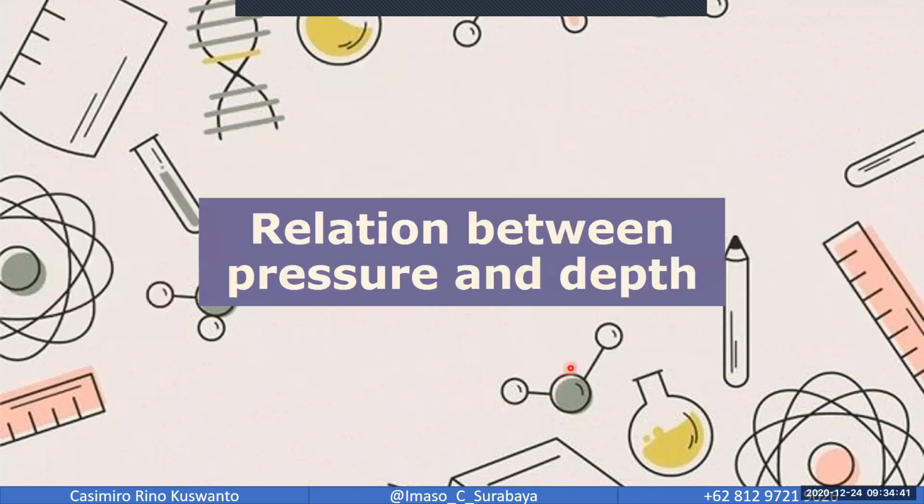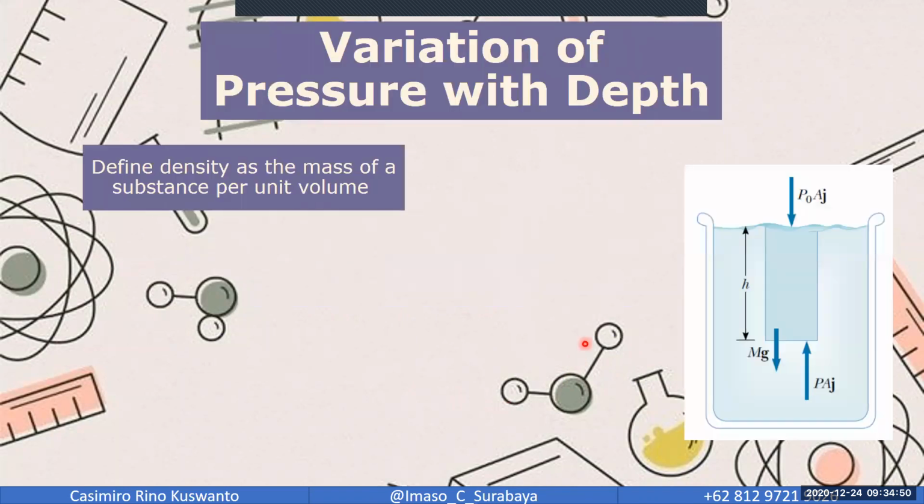Next, we will find out the relation between pressure and depth. First, we need to define a quantity called density as the mass of a substance per unit volume. In mathematical notation, it can be written as rho equals m per V.